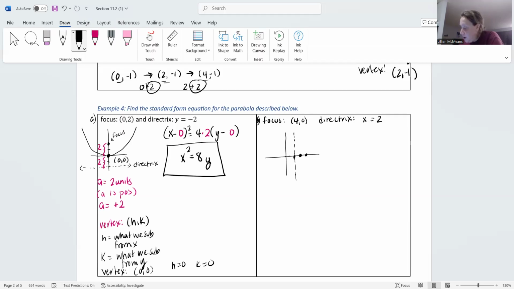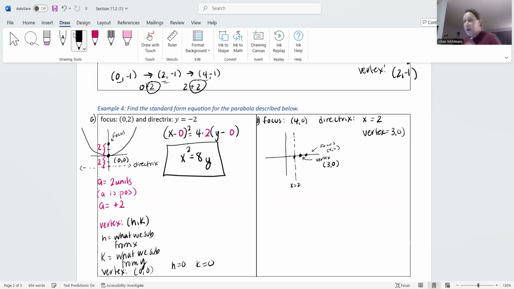So what do we know? We know the directrix is x equals 2. We know the focus right here is (4, 0). And we've got enough information here to find the vertex. Well, I'm 1, 2, 3 units from the origin. So that tells me my vertex is (3, comma, and then I don't leave the x-axis, so it's (3, 0). So I now have my vertex, which is (3, 0).